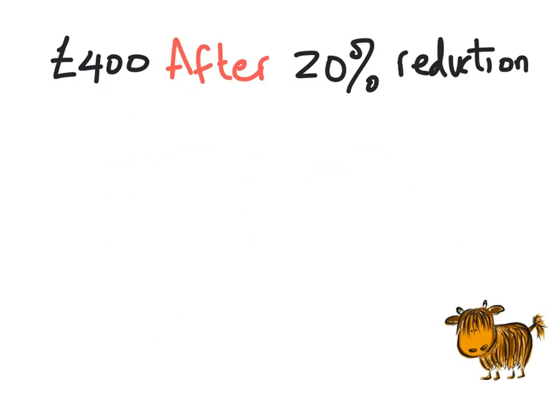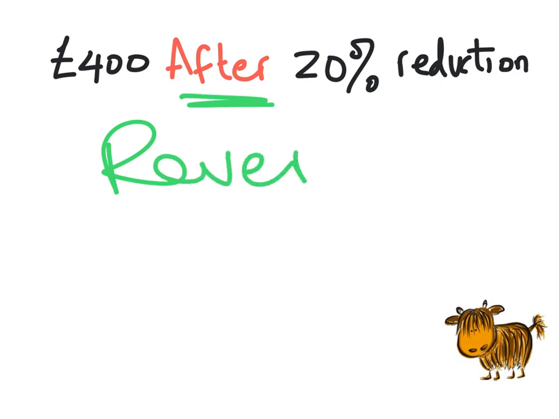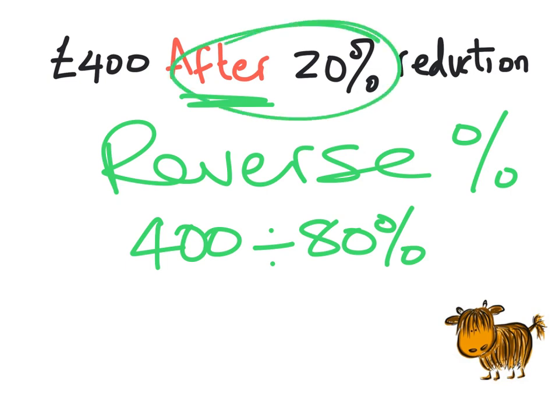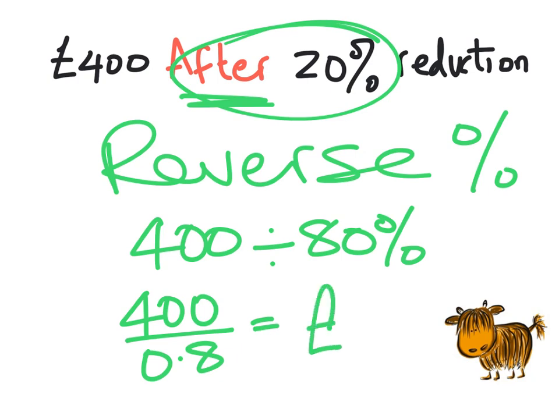Second part of that question, the £400 is after a 20% reduction. So this is a reverse percentage. And a reverse percentage means instead of doing a times sum, we do a divide sum. So it's 400 divided by 80%. Why is it 80%? Because if you've lost 20, then you must be left with 80. So probably easier if I write it as 400 over 0.8. You work your magic to get your answer.